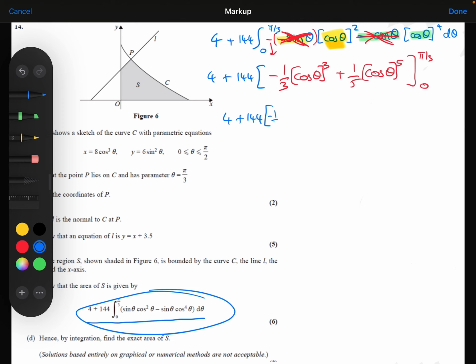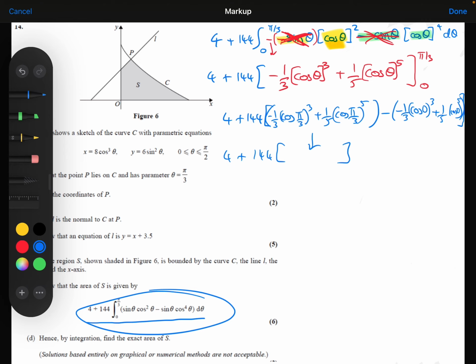All we need to do now is substitute the limits in. So minus 1/3 cos pi over 3 cubed plus 1/5 cos pi over 3 to the power 5. So that's substituting the pi over 3 in. Now substituting the 0 in. We will work all that out. We will then times it by 144. So work all that out, times it by 144, add the 4, and our final answer is 181/10.